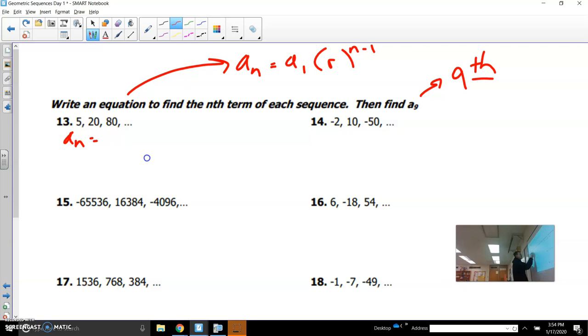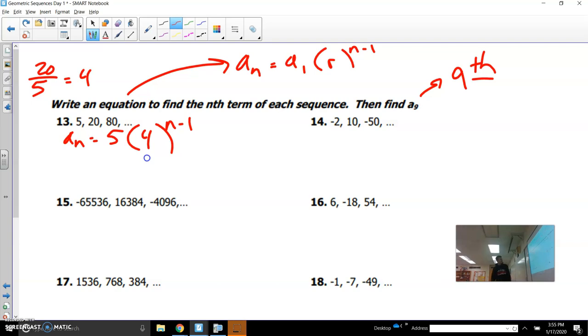And so the first number in this sequence is 5. To find the r value, you divide the second number by the first number, and that one is 4. 5 times 4 is 20. 20 times 4 is 80, and that will continue to give me the rest of the values, multiplying by 4.